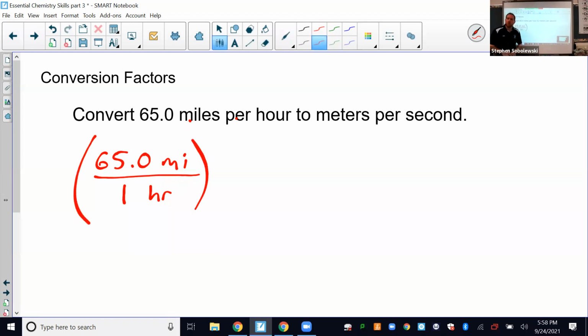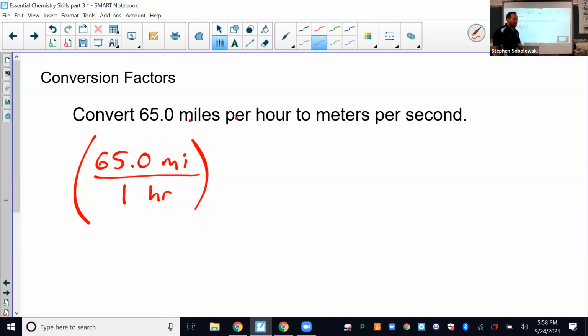And the way this works, we're just going to treat it like two problems in one. We're going to convert our numerator from miles to meters. We're going to convert our denominator from hours to seconds. So it's going to be a lot of steps, but it should be pretty straightforward. We're not going to square anything. We're not going to cube anything. Let's plan our route out.